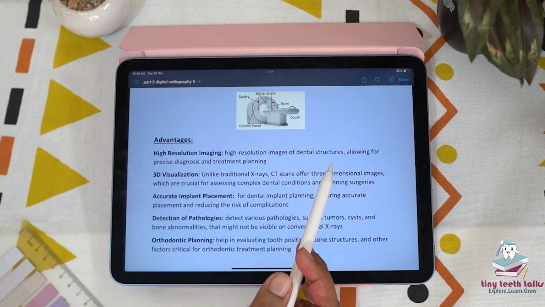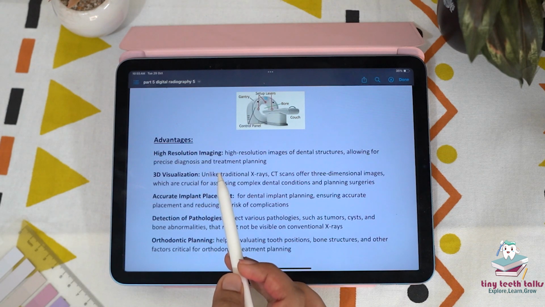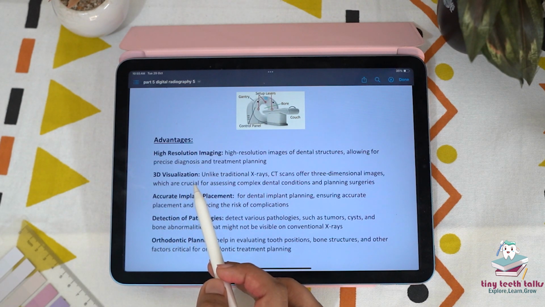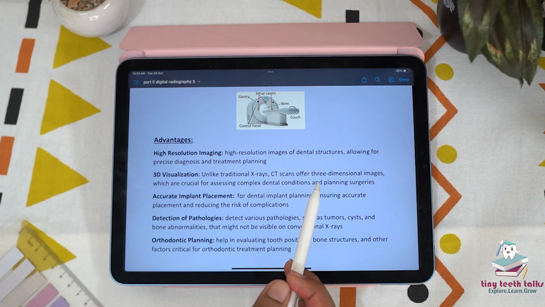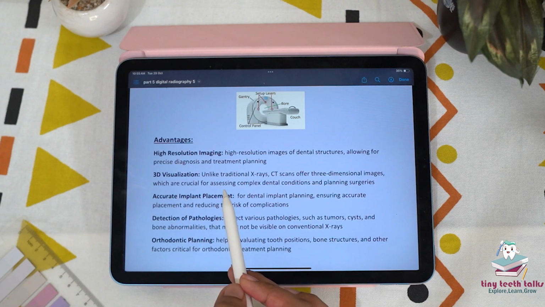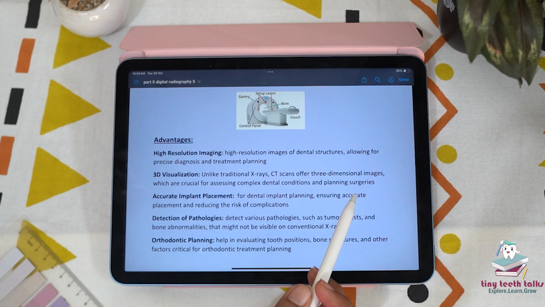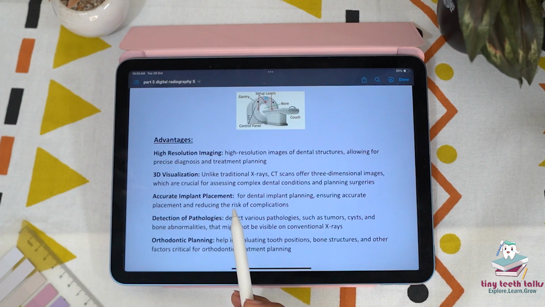Coming to the advantages. High resolution imaging: high resolution images of dental structures allow for precise diagnosis and treatment planning. 3D visualization: unlike traditional X-ray, CT scans offer three-dimensional images which are crucial for assessing complex dental conditions and planning surgeries. Accurate implant placement: for dental implant planning, ensuring accurate placement and reducing the risk of complications. Detection of pathologies: detect various pathologies such as tumors, cysts and bone abnormalities that might not be visible on conventional X-rays. Orthodontic planning: helps in evaluating tooth position, bone structure and other factors critical for the orthodontic treatment plan.